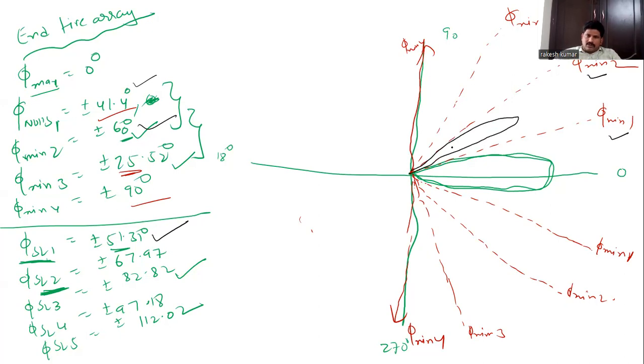This is my first side loop. You should always draw the amplitude less than the major loop. So this is my first side loop 1. Now draw the second side loop. The second side loop is always in between the second null and third null. So this is your second null and this is your third null.